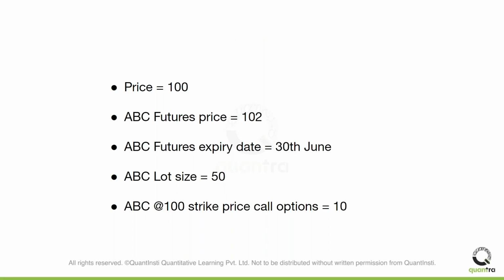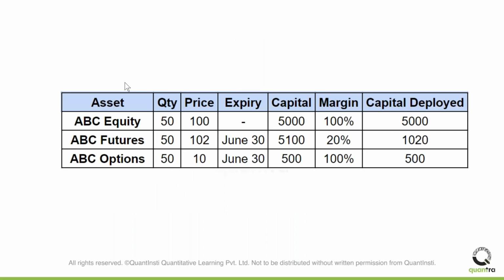So this is all the information we have on this particular stock. And we also know that the user is bullish. So now let's see all the cases. Let's say if he invested in equity, he bought 50 shares of ABC and the price is 100. So in this case, the capital is 5,000. And if he wants to buy in equity, he has to pay the entire amount required. So margin is 100%. So he spent $5,000 to buy 50 quantity of equity.